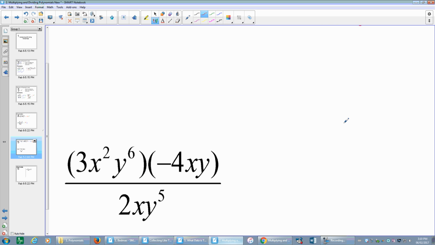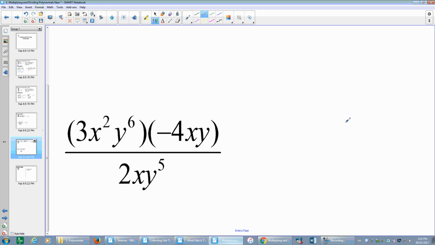Okay, the next example. This is a bit of an interesting example, one that you can definitely expect on a quiz. I have a lot of operations going on here. I have multiplication, and I'm saying 3x squared y^6 times negative 4xy divided by 2xy to the exponent 5. My first step here is I'm going to break this up into steps. I'm going to take care of my numerator first.